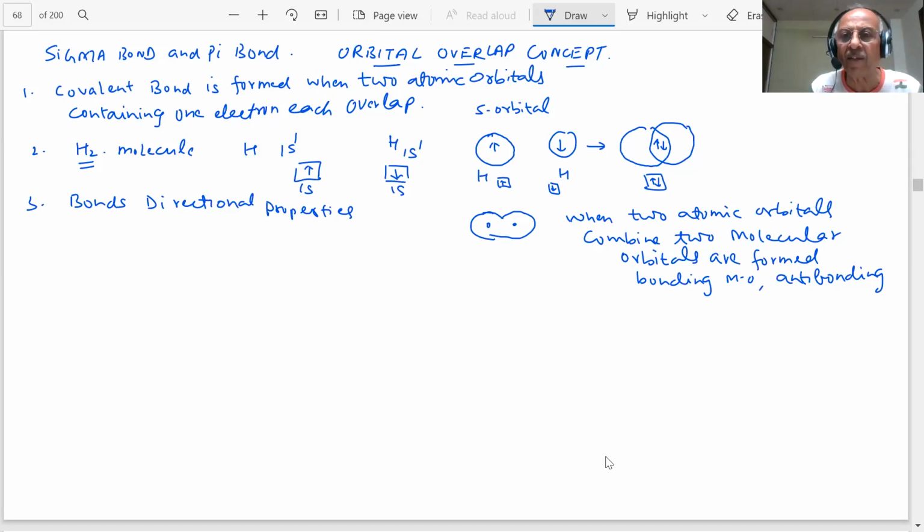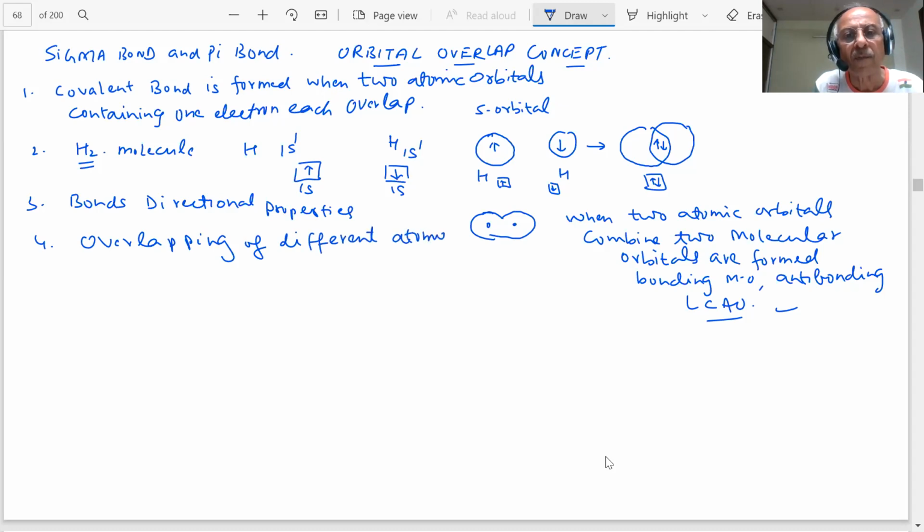So this is also called LCAO, or linear combination of atomic orbitals, student, which is based on the wave functions. Wave functions can be added or subtracted. The interesting thing, student, which we want to tell you, is how the overlap takes place. What we are talking about is the overlapping of different atomic orbitals.